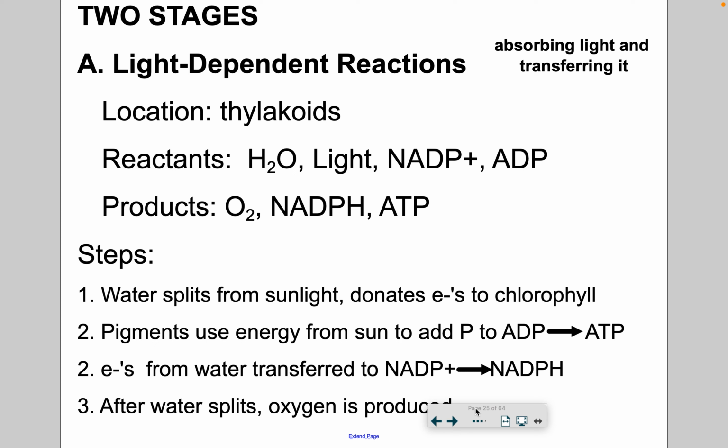And so the steps for the light-dependent reaction, and this is obviously very vague steps because we're going to dive into this in depth next week or in a different lecture. Water splits from sunlight. It donates electrons to chlorophyll. Pigments use energy from the sun to add a phosphate to ADP. So you add phosphate plus ADP, it turns into ATP. Electrons from water transfer to NADP+ to become NADPH. And then after that water splits, oxygen is going to be produced. So in the light-dependent reactions, oxygen is one of our big products. And then these two molecules are going to go on to the light-independent reactions.